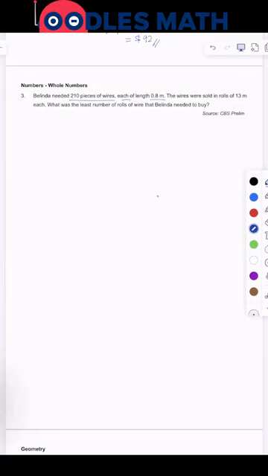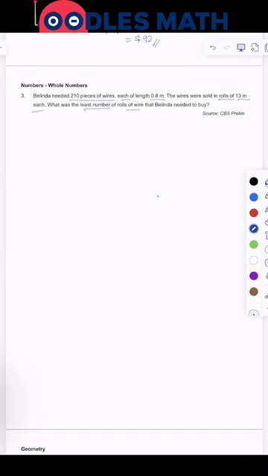Okay, so in rows of 13 meters, each. So what was the least number of rows of wire that Belinda needed to buy? So how do we approach this question? We need to understand, so she needs 210 pieces of wire, each of length 0.8. A common mistake made by a lot of students is that they will take 210 multiplied by the length, which is 0.8, and they will try to divide it by 13 to get the number of rows needed.